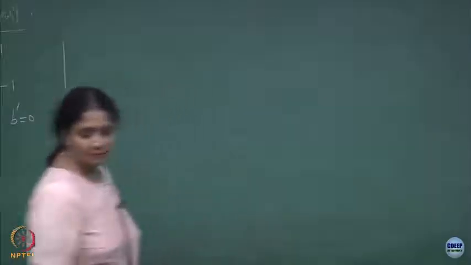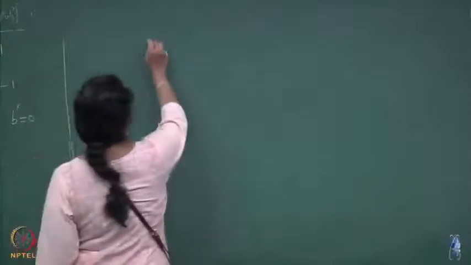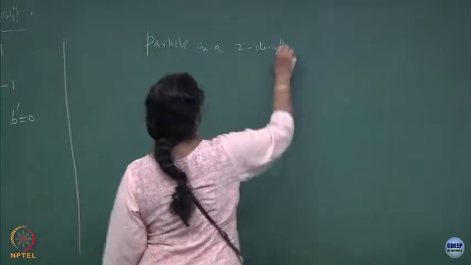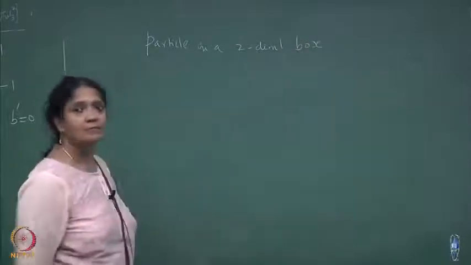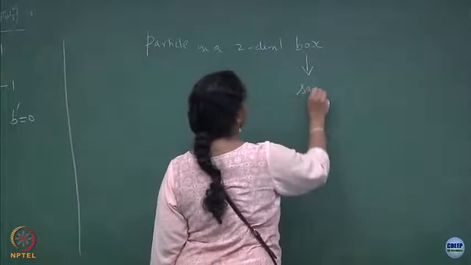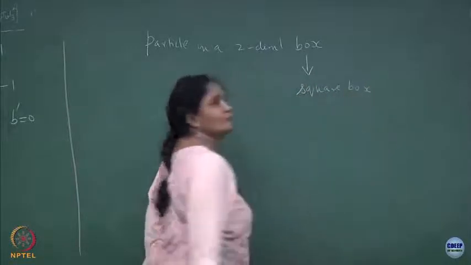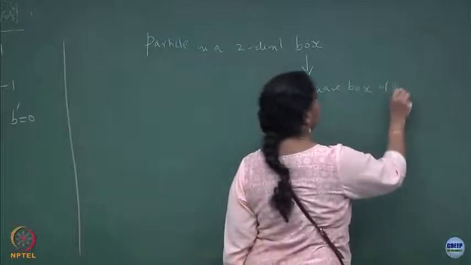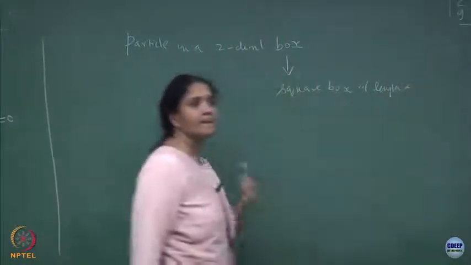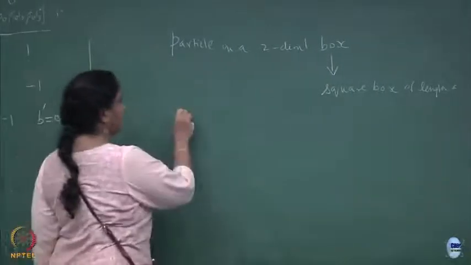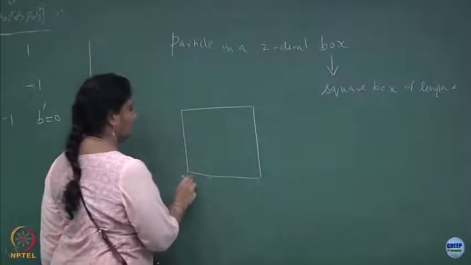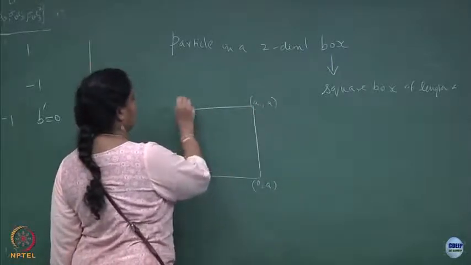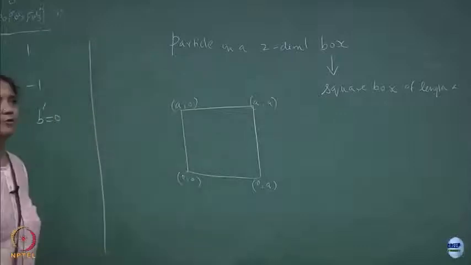Okay. So, particle in a, let us take a 2-dimensional box. If the box is a square box, what is the meaning of it? Let us take a square box of length a. You will have xy coordinates 0 0, 0 a, a 0, or the other way around, but I am just following this.